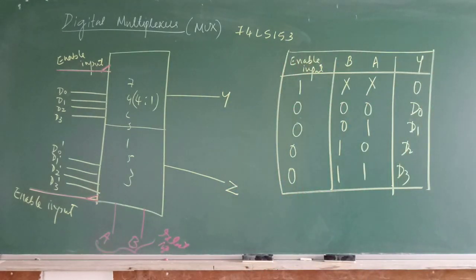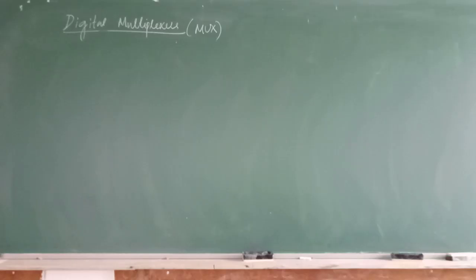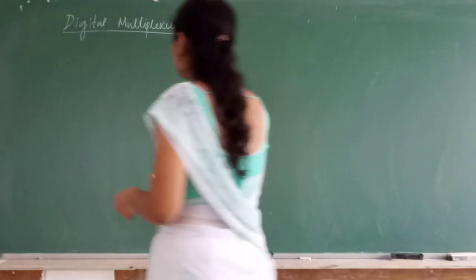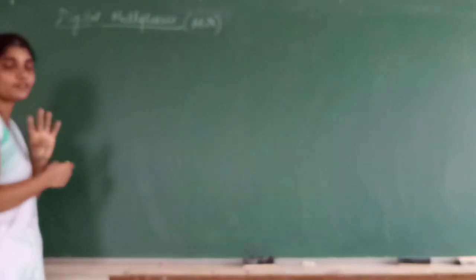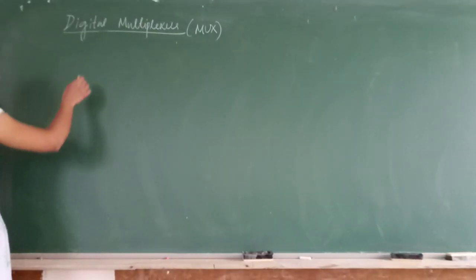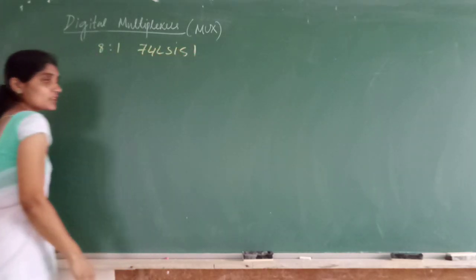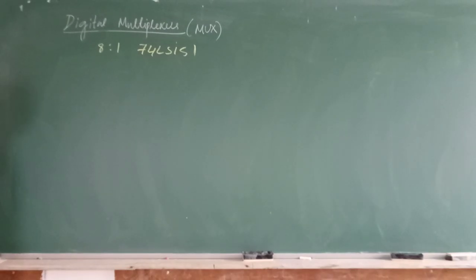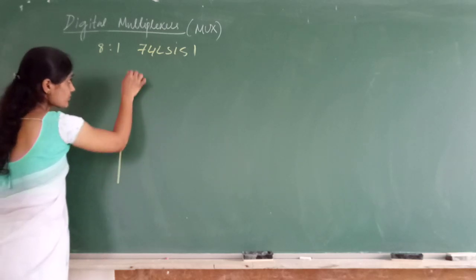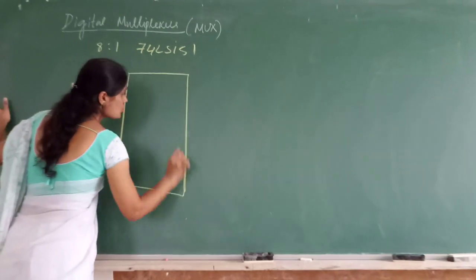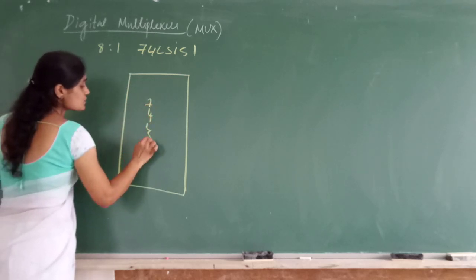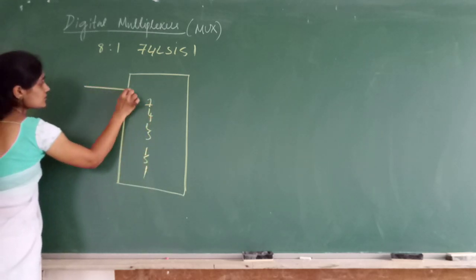Now let us discuss one more multiplexer IC. We have discussed an IC for 4:1 mux. Now we shall see the 8:1 mux, that is 74LS151. 153 is the dual 4:1, and 151 is the 8:1 mux. Very simple. It is an 8:1 mux, so 8 inputs. This is 74LS151, so 8 inputs, 0.